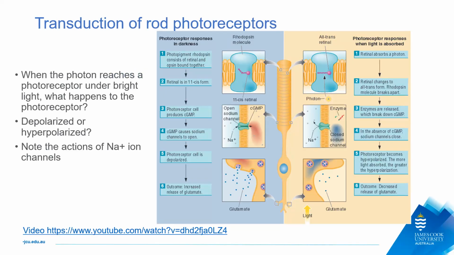All right. Transduction of rod photoreceptors. This is just a revision from yesterday's lecture. Very important, by the way. I want everybody to get this. So a simple question. When the photon reaches a photoreceptor, what happens to the photoreceptor? Is it depolarized or hyperpolarized? Note the actions of the sodium ion channels.